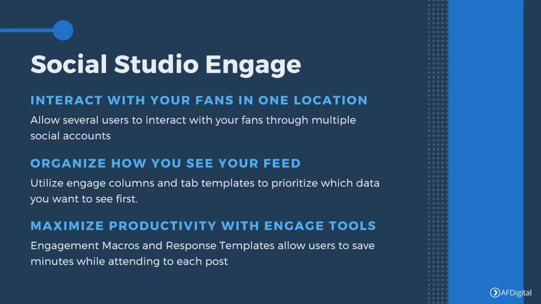So you don't have to have multiple tabs open just to respond to the queries of your fans and your customers. Another thing is that it allows you to organize how you see your feed. So how the data is coming into Social Studio, the different data from social accounts and the different data coming from social listening for topic profiles. You can actually utilize Engage columns to decide how you want to see the data first, in order to prioritize which specific data you want to prioritize.